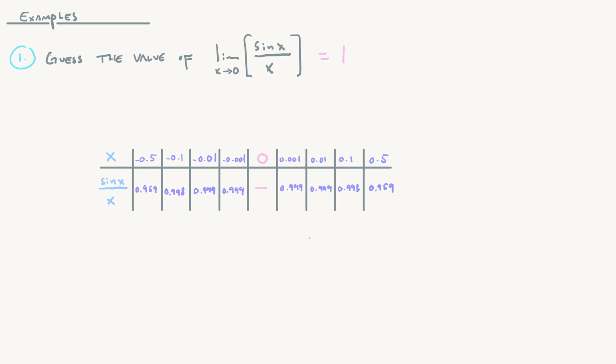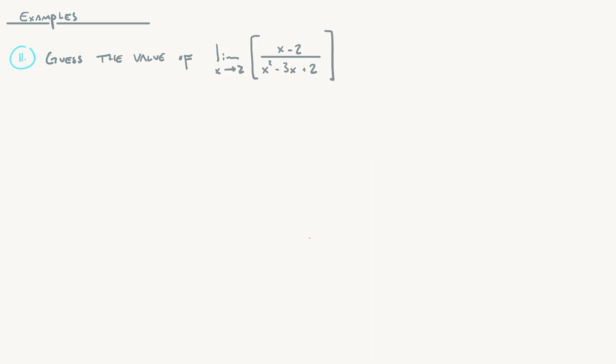And so my guess is that the limit as x approaches 0 of the sine of x over x is equal to 1. Okay, here's another one. Let's guess the value of the limit as x approaches 2 of x minus 2 divided by x squared minus 3x plus 2.